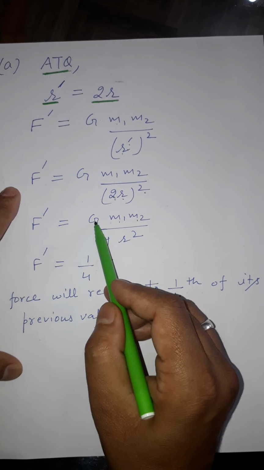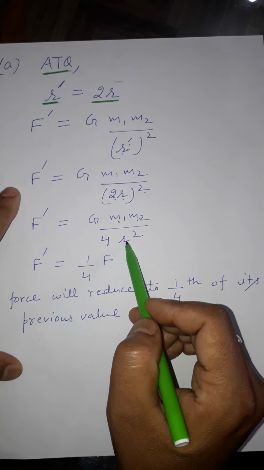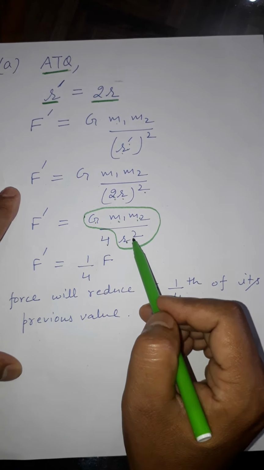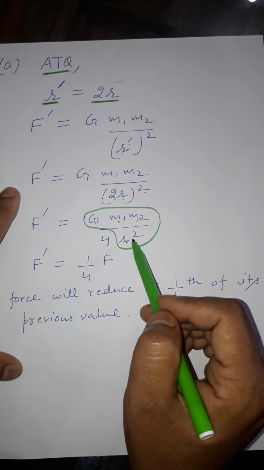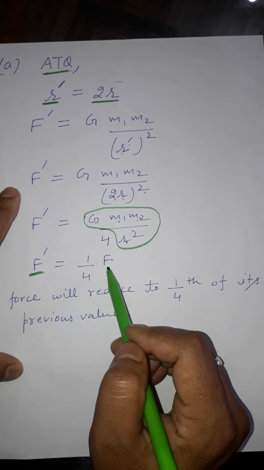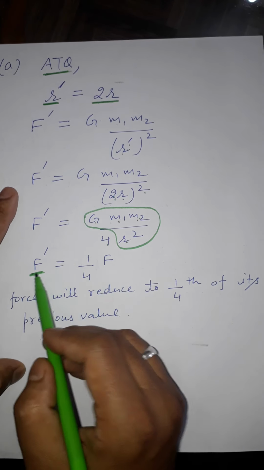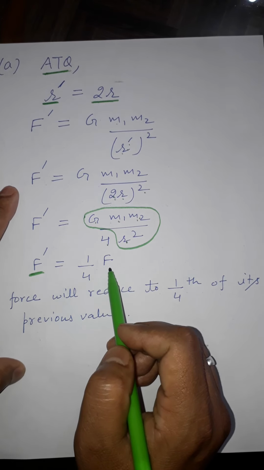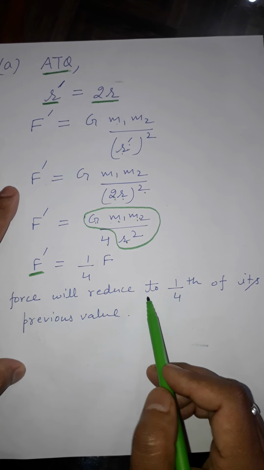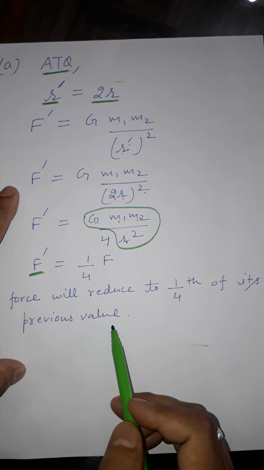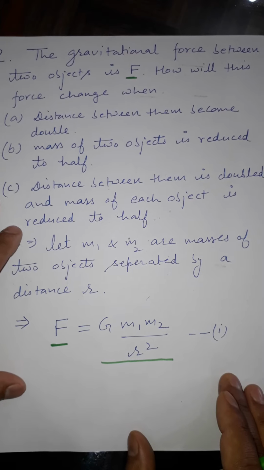Now you see G m1 m2 over r square is the original force, that is, the previous force. So new force F dash is equal to 1 by 4 of the original force. It means the new force is reduced to 1 by 4th of the original value. So the result is that force will reduce to 1 by 4th of its previous value. So it is the first part. Now let us move to the second part here.